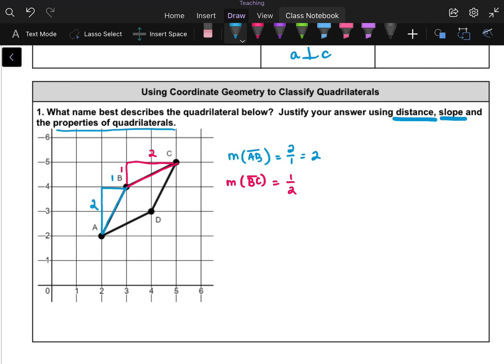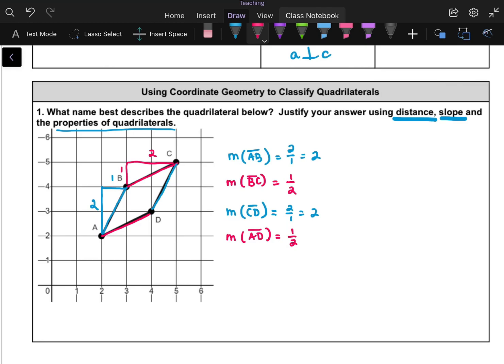That won't simplify anymore. The slope of side CD or DC, I will also have 2 over 1, which simplifies to 2. And then our last side here, our slope of side AD, we're going up by 1, right by 2, so our slope is also 1/2.